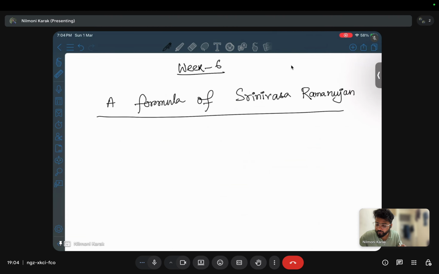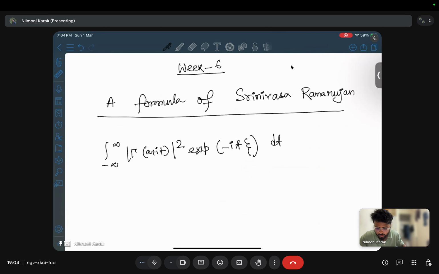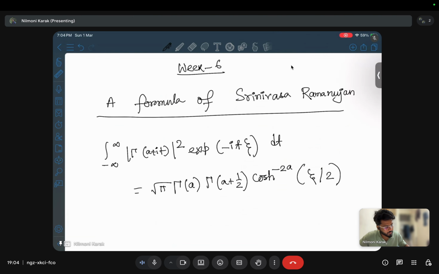the Fourier transform of gamma square. The integral from minus infinity to infinity of gamma(a plus it) times exponential of minus i t x dt equals root pi gamma(a plus half) times cos hyperbolic of minus 2a, x by 2, and a is greater than 0.